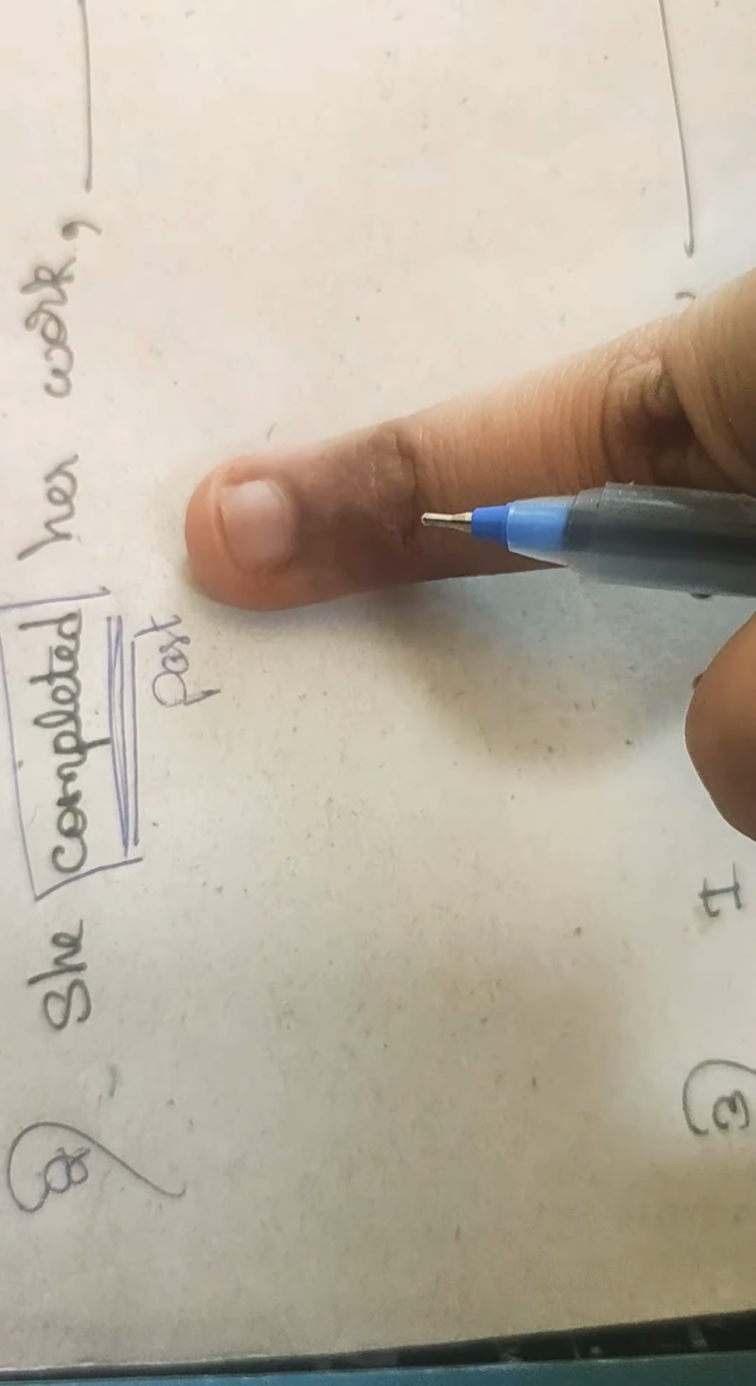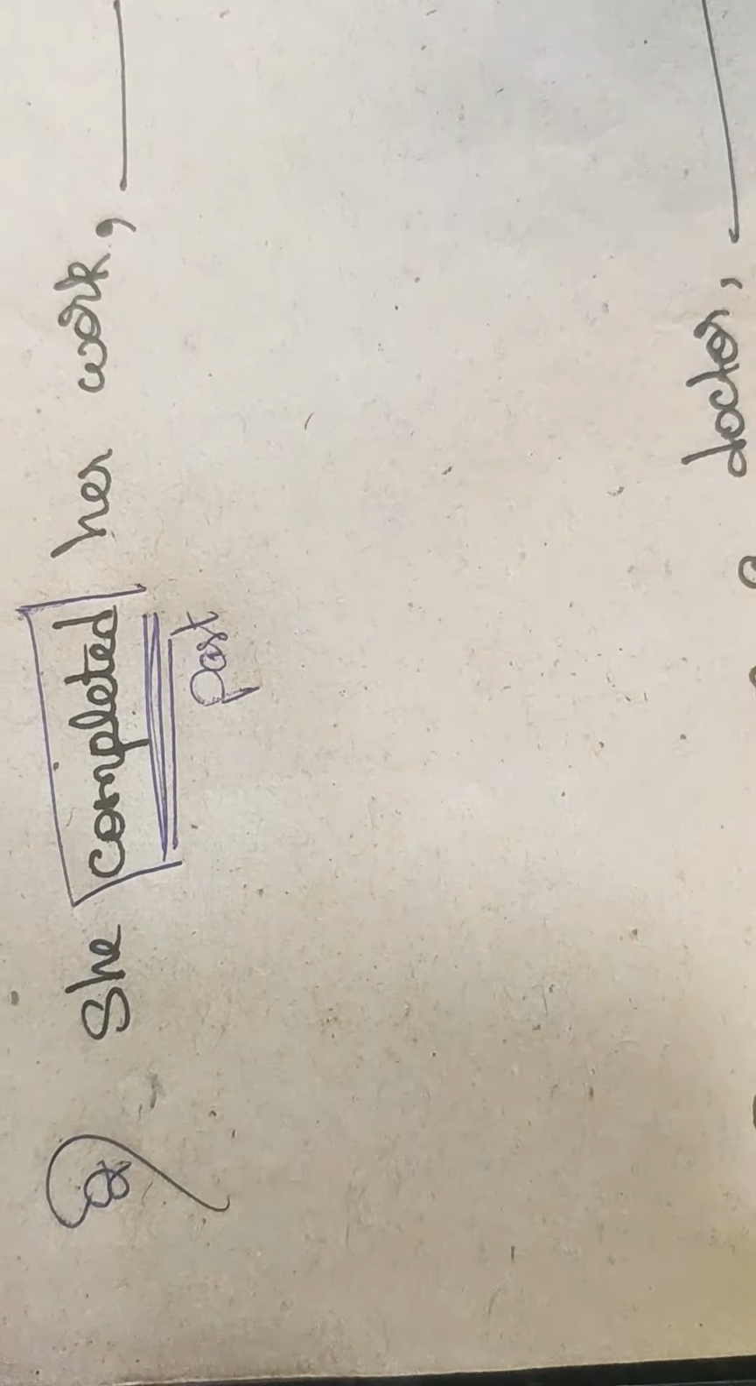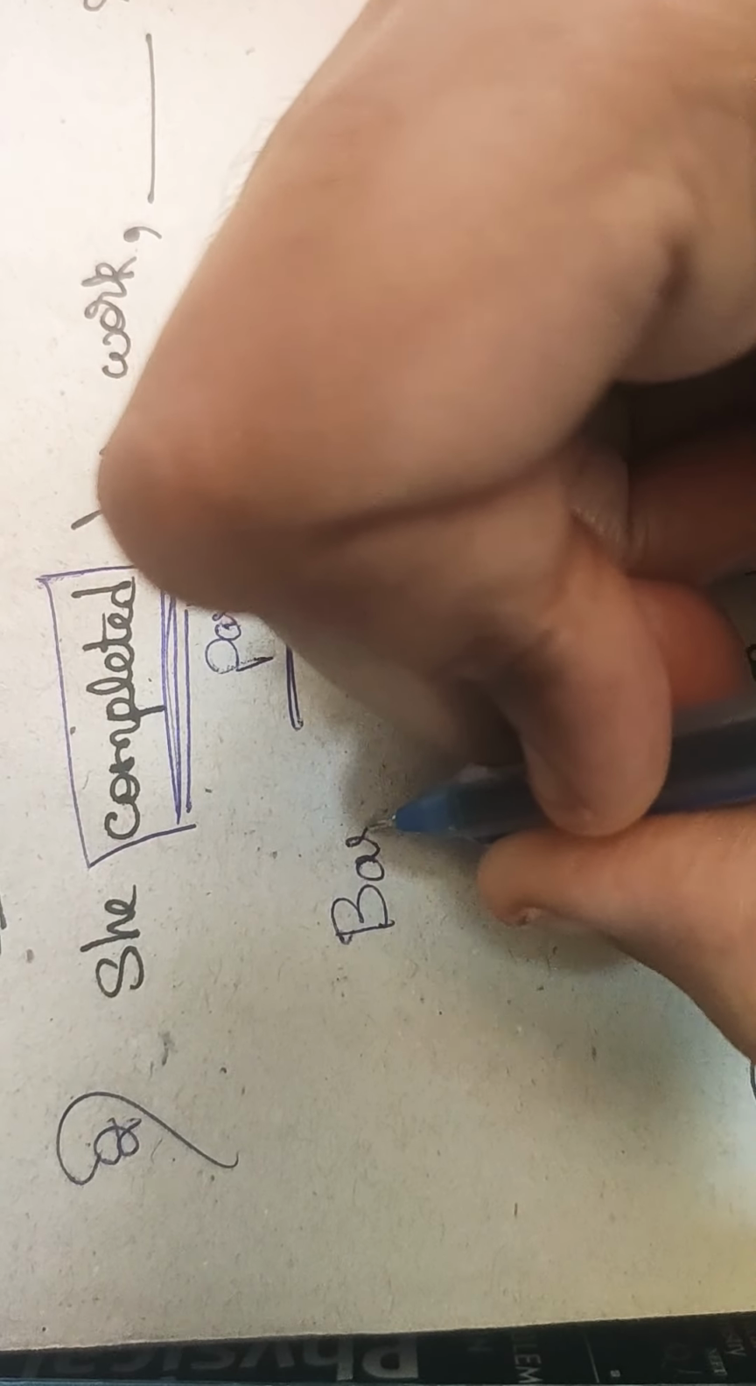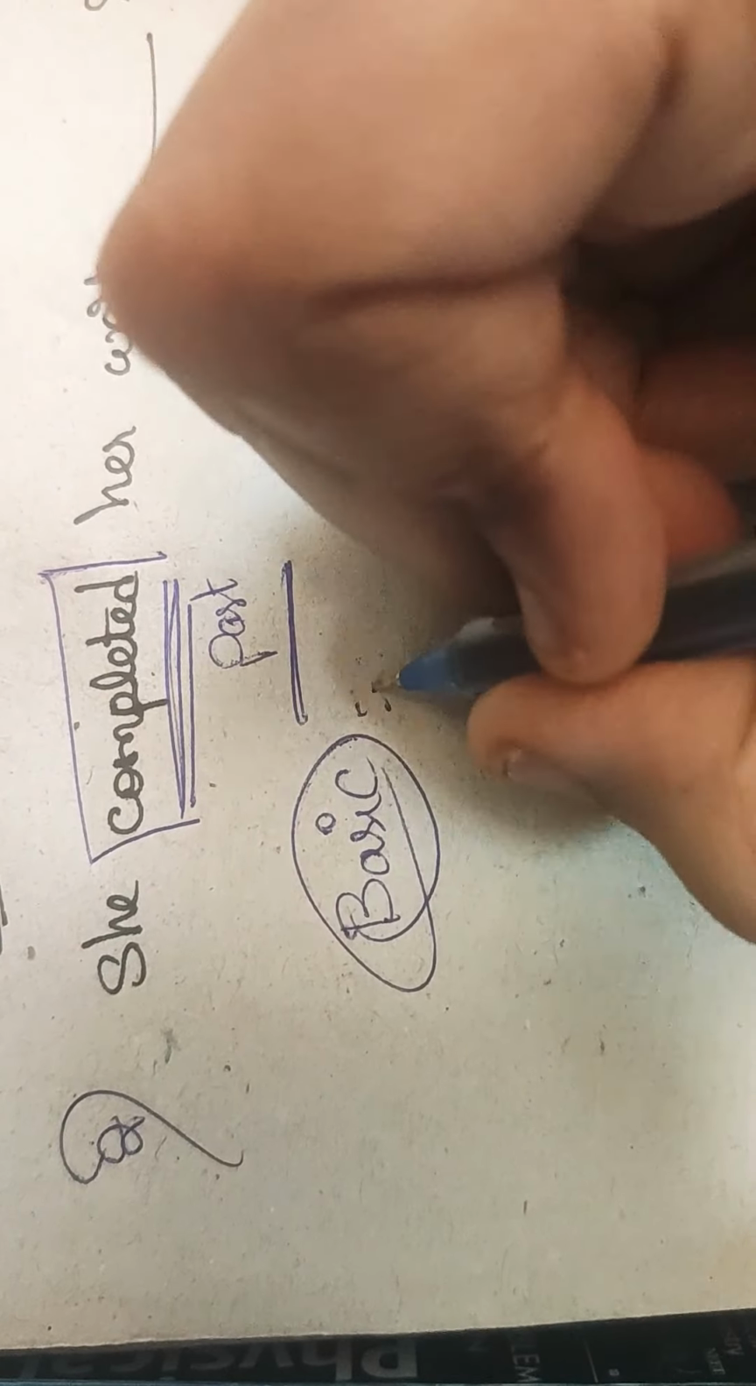When it is like this, we say that it is a past tense. So, she completed her work. Past tense. How does the past tense form? This is a basic thing you have to know about the tenses. So how does the past tense form?